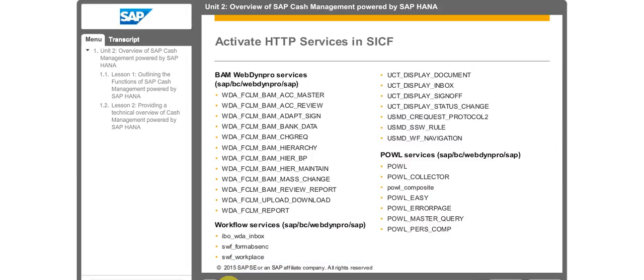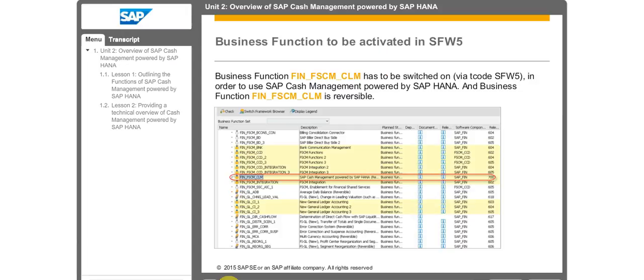To use the bank account management, there is a list of HTTP services that need to be activated in SICF. This is regarding the WebDynpro services, workflow services, and the POWL services. To use the SAP Cash Management powered by SAP HANA, business function FIN_FSCM_CLM has to be switched on by the SFW5, and this business function is also technically reversible.